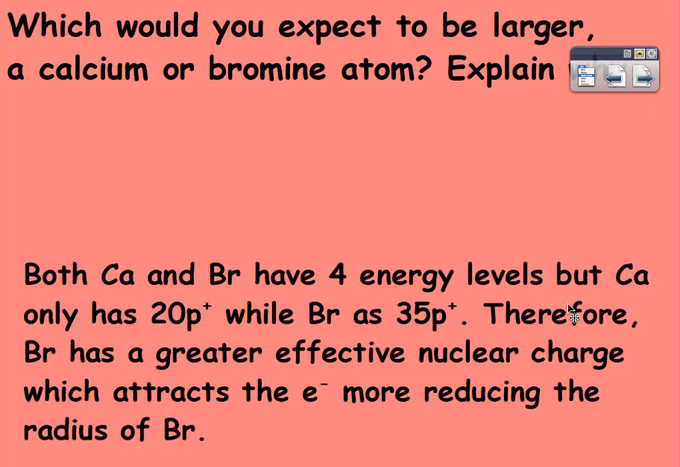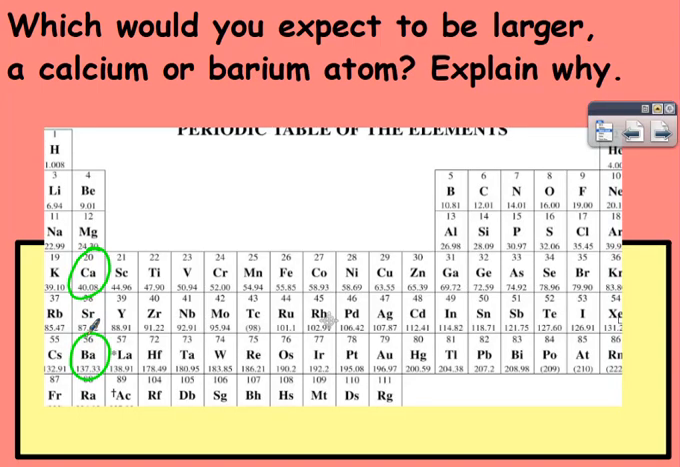So you should have said both calcium and bromine have 4 energy levels, but calcium only has 20 protons, while bromine has 35. Therefore, bromine has a greater effective nuclear charge, which attracts the electrons more, reducing the radius of bromine. So on this one, we're comparing calcium and barium. Restart when you have your reason.